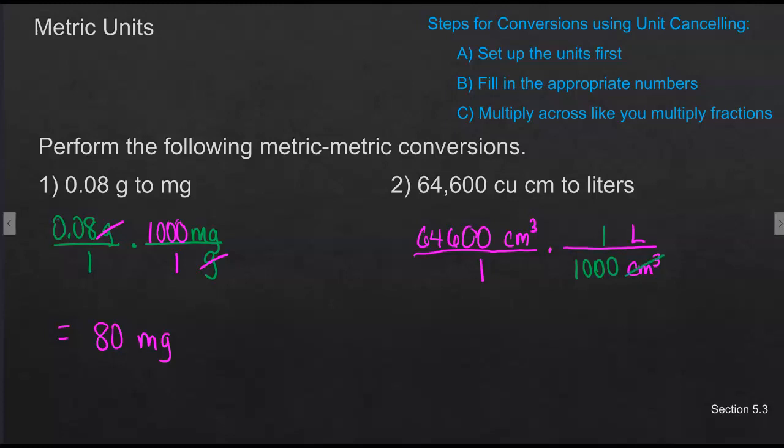That means I can cancel out my centimeters cubed or cubic centimeters, however you want to say that. We are going to divide this time by 1,000. And I can just cross out, right, some zeros here, and then 646 divided by 10 is going to give me 64.6 liters.